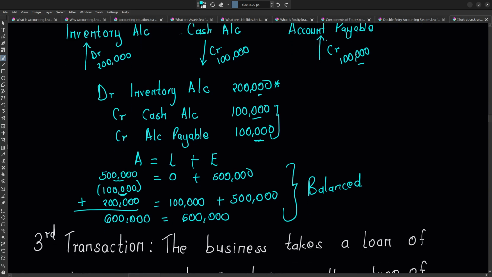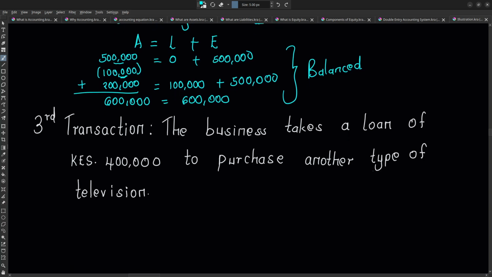Now let us look at our third transaction where we are told the business takes a loan of 400,000 because the business wants to purchase another type of television. So the two accounts being affected: the cash account, because the business is taking a loan and is going to receive cash of 400,000. That is an increase to the cash account. And to increase the cash account, what do you do? You debit that account.